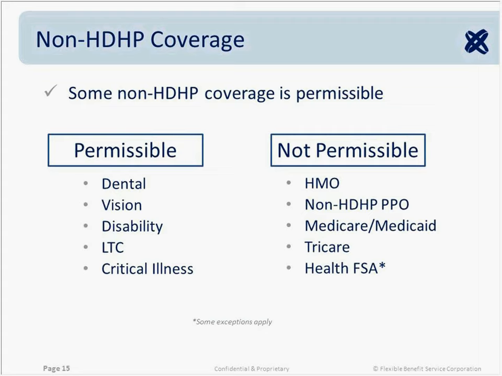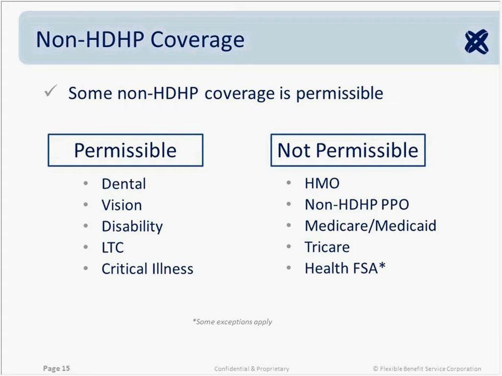Now, I did mention that if somebody did have more than one plan, they could not be covered by a non-qualified plan, or that would eliminate their HSA eligibility. So I wanted to just give some examples of the other coverage that is permissible versus coverage that's not permissible. This is not an exhaustive list, just some general examples. So if somebody did also have a dental or vision insurance plan, a short-term or long-term disability plan, a long-term care plan, or a critical illness plan, all of those types of plans would preserve HSA eligibility.